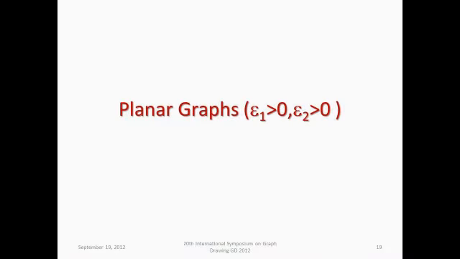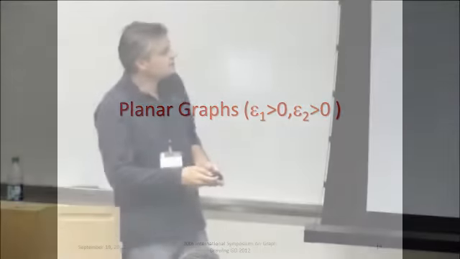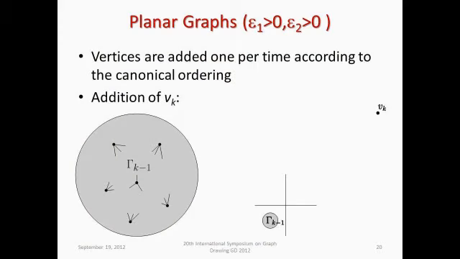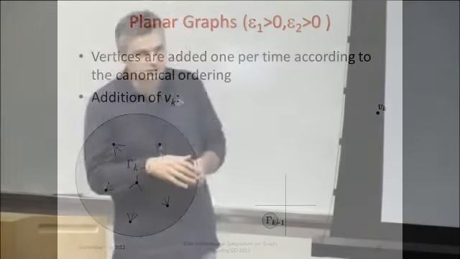Okay, so in the remaining part of the talk, I'll try to give you the idea of the technique behind these results. Let's start with planar graphs and positive epsilon 1 and epsilon 2. Here the technique is very simple. The idea is to construct the drawing one vertex at a time according to the canonical ordering.